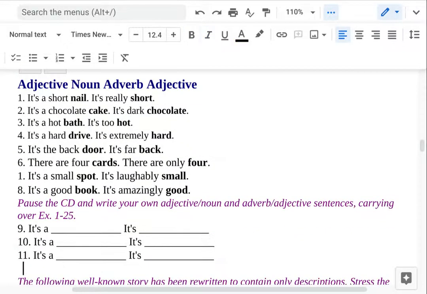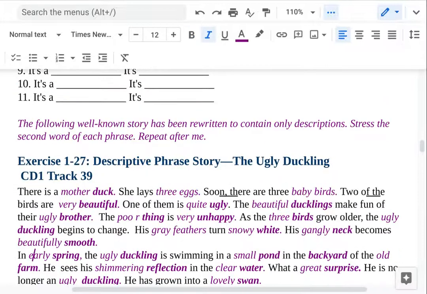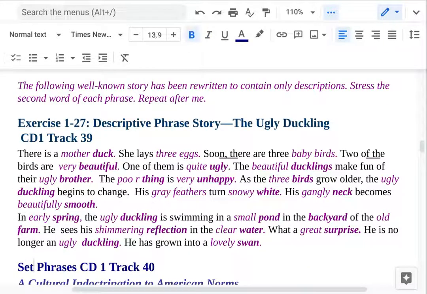Exercise 127. Descriptive phrase story. The Ugly Duckling. The following well-known story has been rewritten to contain only descriptions. Stress the second word of each phrase. Repeat after me. There's a mother duck.